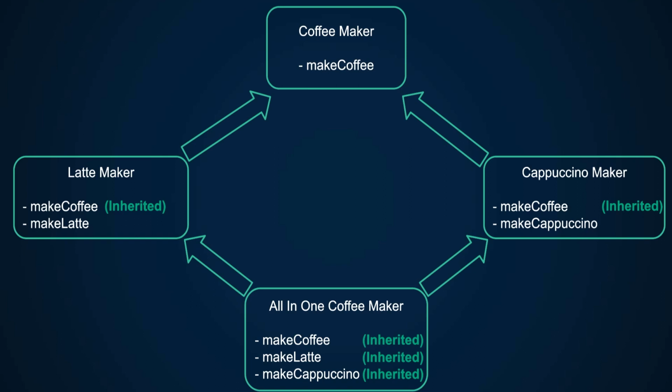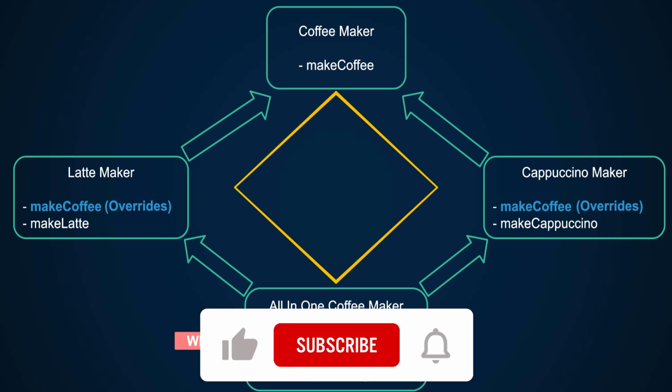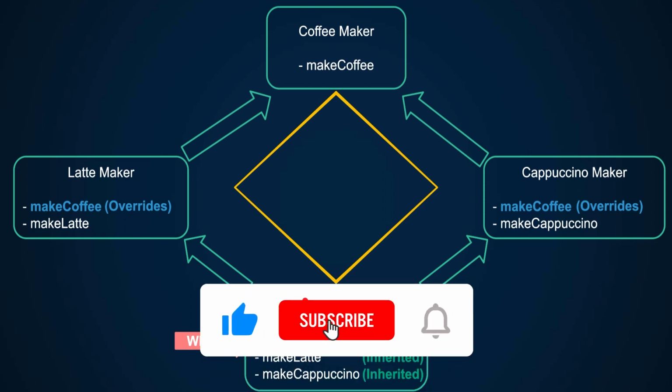As you notice, this forms a shape of a diamond, right? The problem is that if we override the make coffee method within both latte and cappuccino maker classes and we do not override the make coffee method within the all-in-one coffee maker, the all-in-one coffee maker class would not know which make coffee method to run. This is the problem, and some programming languages that support multiple inheritance solve this problem in different ways. However, PHP supports traits that let you share common functionality from multiple classes. So essentially you're getting some benefits of multiple inheritance without actually extending classes.